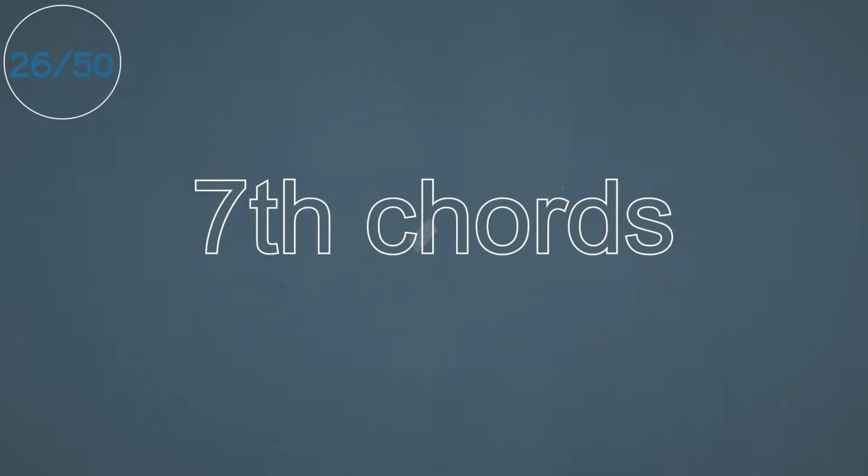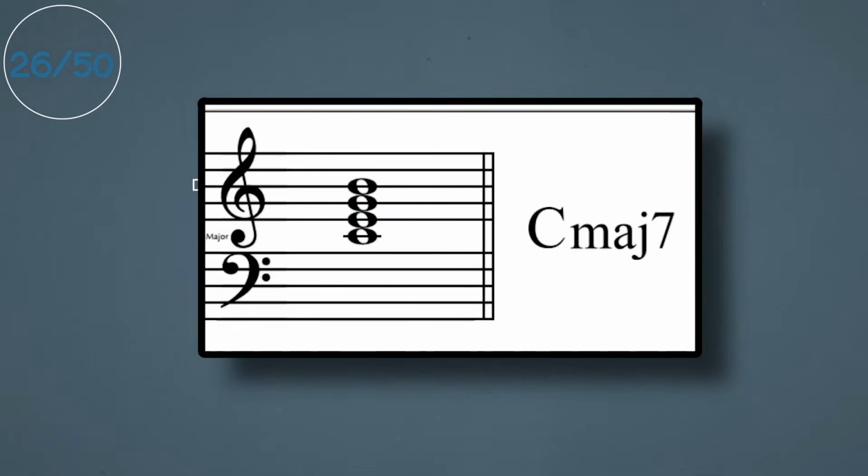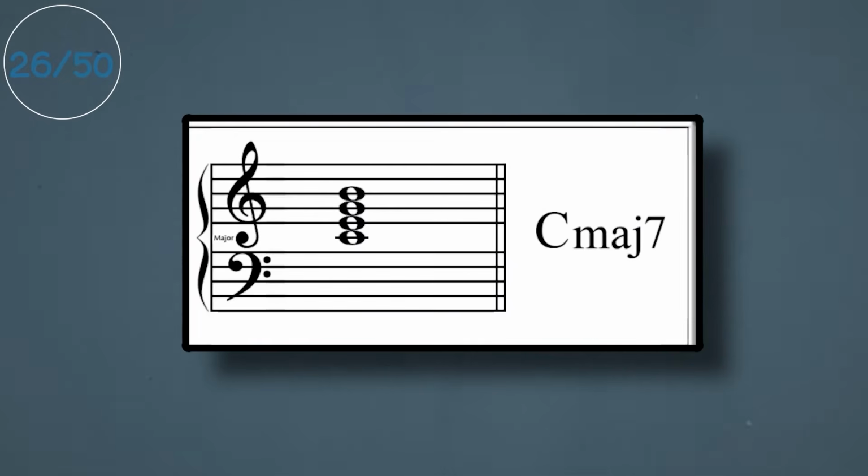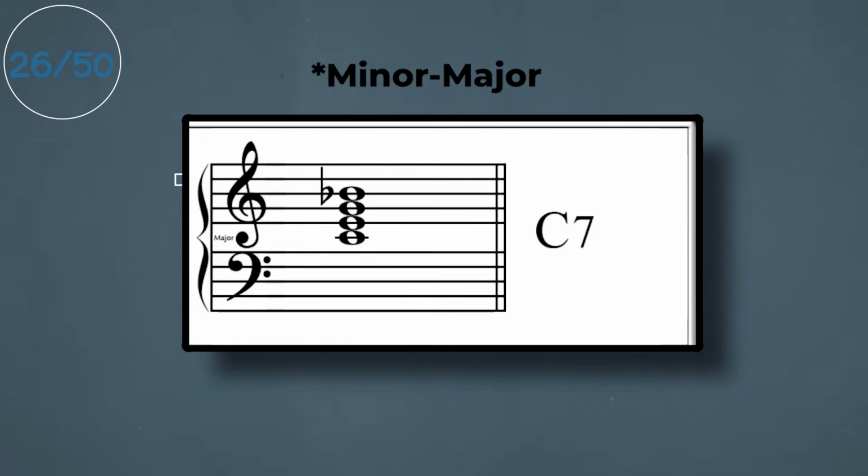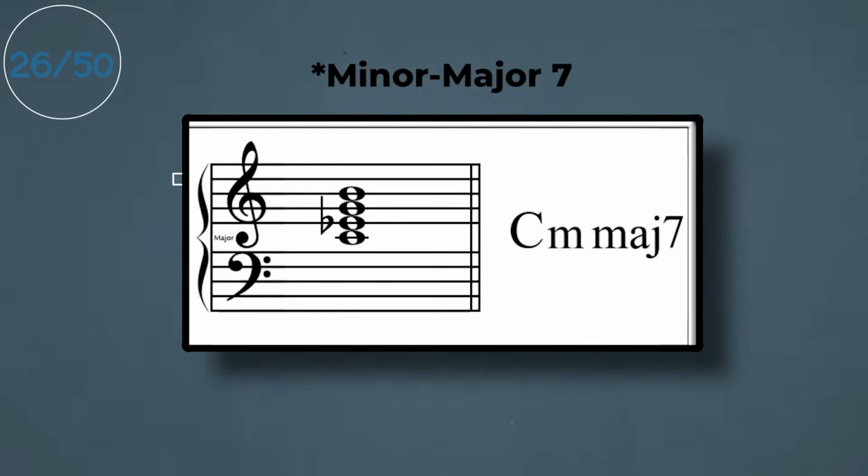7th chords. A 7th chord is a 4-note chord that takes a triad and stacks another third on top of it, resulting in an interval of a 7th from the root to the top of the chord. The common types of 7th chords that you're going to see are major 7, minor 7, dominant 7, major minor 7, and diminished 7.